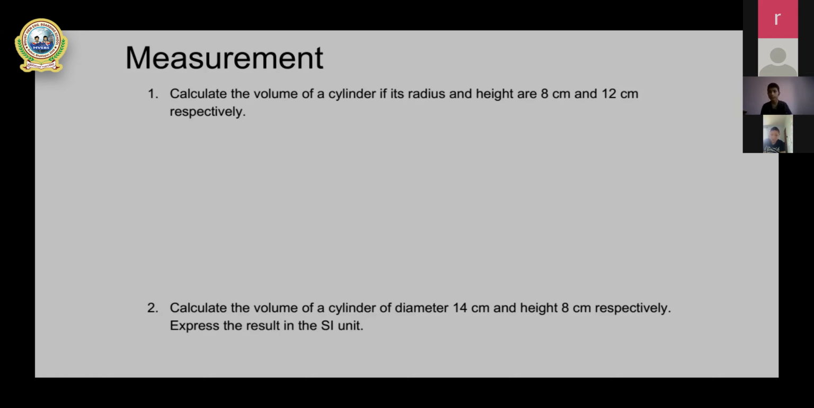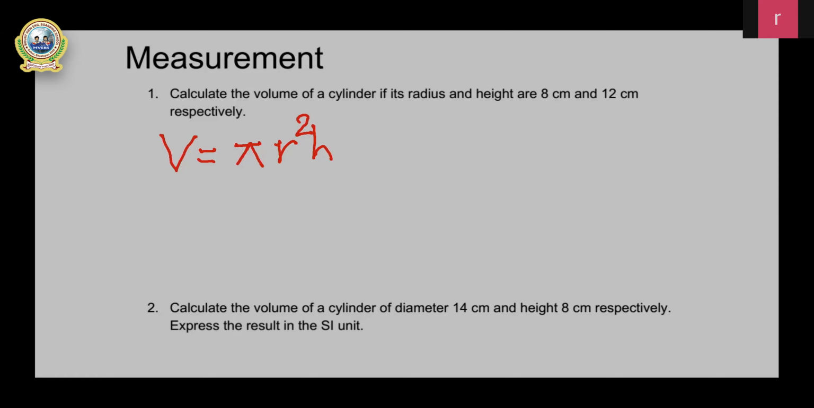To find the volume of a cylinder, the formula is simply V for volume equals pi r square h. Here r is for radius and h for height. Please remember this formula. It's very simple. It is important in mathematics also.